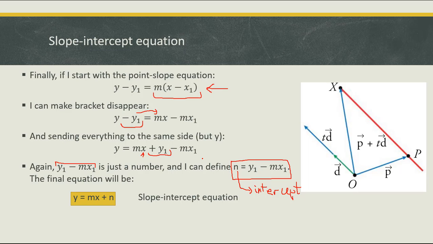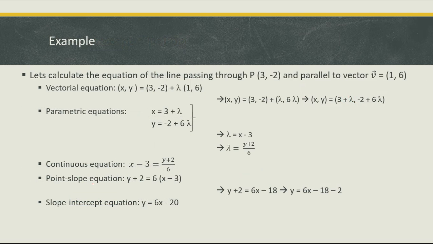So when I substitute all this quantity by n, I arrive at the slope-intercept equation, y equals mx plus n, which is probably the type of linear equation you already know. In the next exercises, we will learn how to write this equation directly and very fast. For the moment, I just prepared an example of how to use this equation, how to calculate the different equations, just knowing the point and the parallel vector.